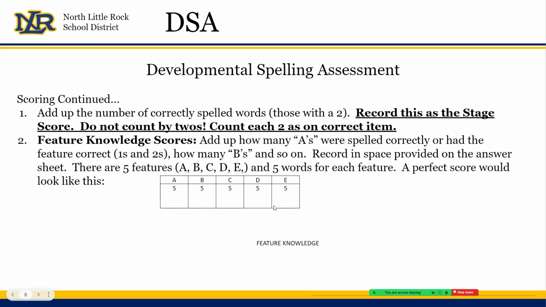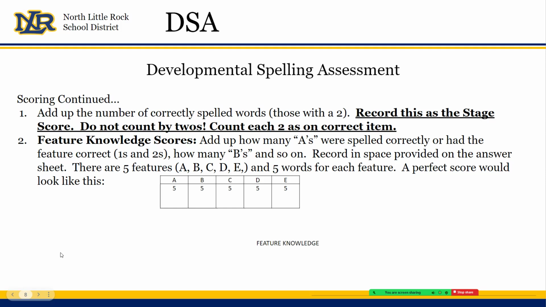The other section at the bottom has a table that looks like this. These are the feature knowledge scores. You're going to add up how many section A's were spelled correctly or had the feature correct. That's a 1 or a 2. How many B's and so on. And record that in the space provided on the answer sheet.